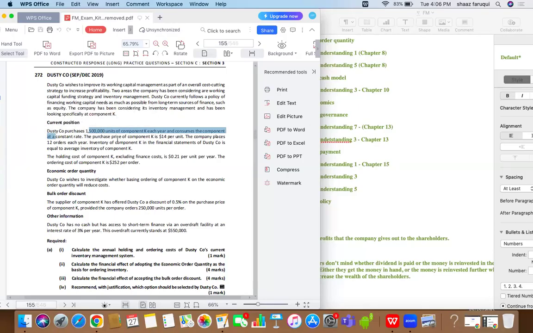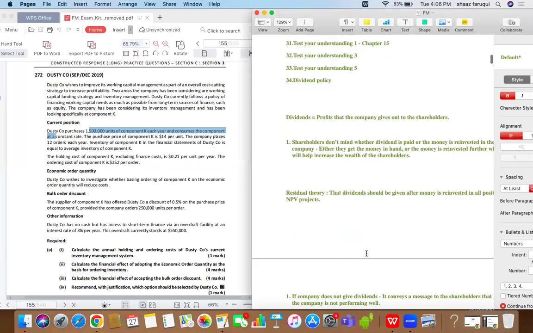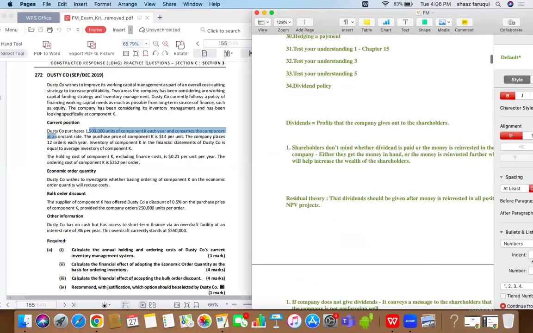Dustyco purchases 1,500,000 units of component K each year, and consumes the component at a constant rate. The purchase price is 14 per unit. The company places 12 orders each year. So that should give you how many units do you order at a time? How many units do you order at a time? So how do we look at this?